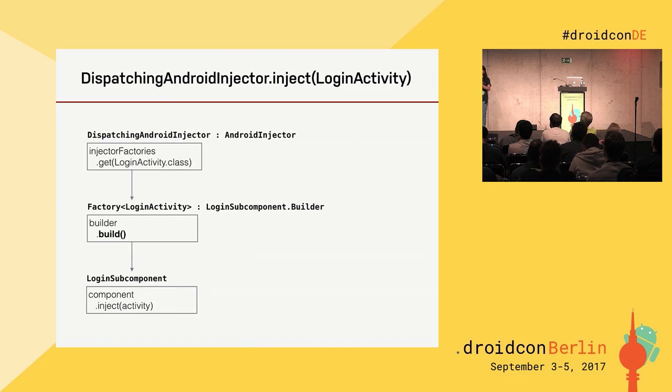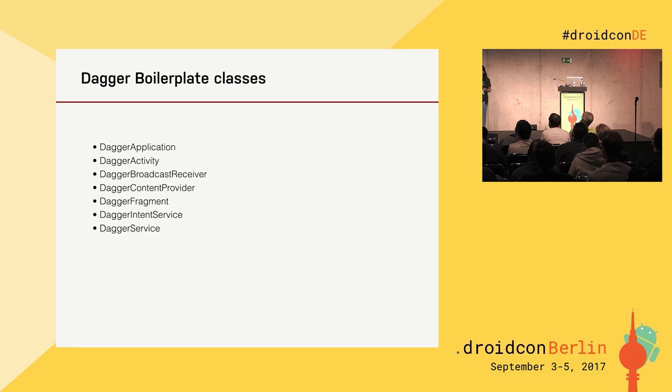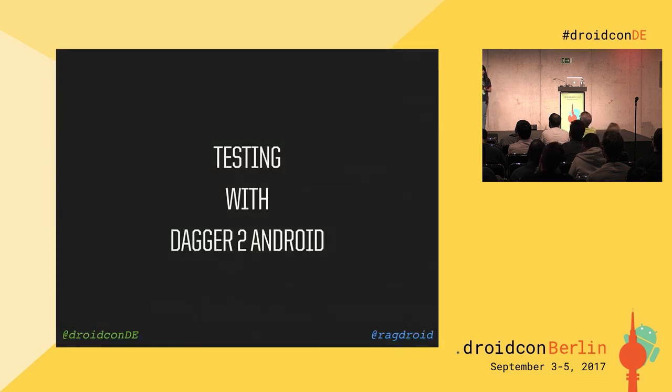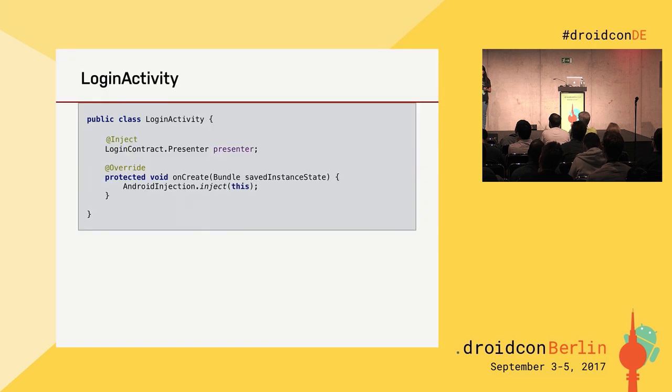The factory was actually the subcomponent. So it is going to call the build method on that subcomponent, and that is when the component will get created, and it is going to inject the activity on it. So there are some Dagger boilerplate classes which simplify all this, HasActivityInjector, and you can go ahead and read about it. Let's briefly look at how we can test with Dagger.